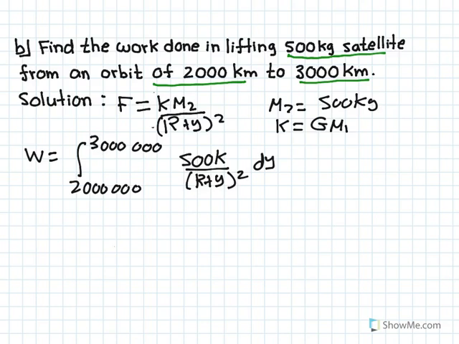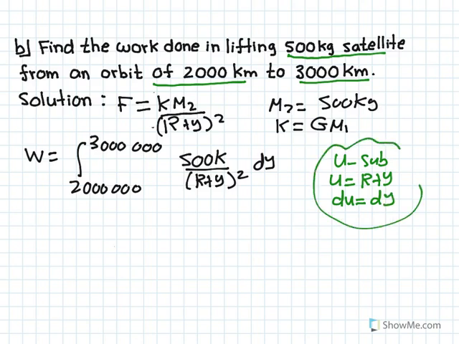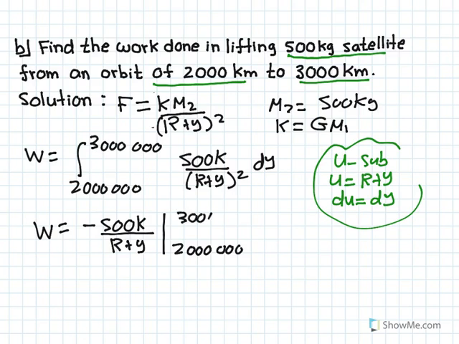We apply U substitution as before. Let U be equal to r plus y. Differentiate both sides with respect to y. We get du is equal to dy. All right, so the work will be equal to minus 500K divided by r plus y, applying U substitution, and evaluated from 2 million meters, which is 2,000 kilometers, to 3,000 kilometers, which is 3 million meters.